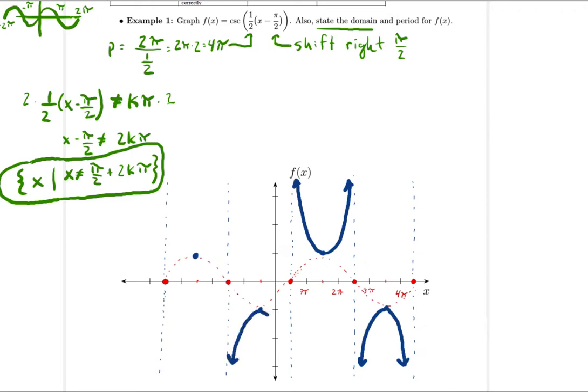So I've got 2 periods showing here, and that's definitely good enough to get a good idea of what this shifted cosecant, shifted and horizontally shrunk, or stretched, excuse me, cosecant graph looks like.